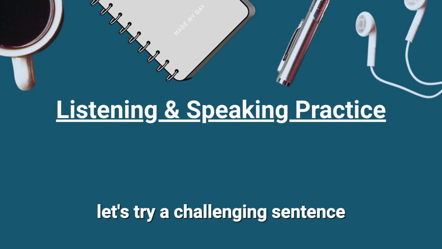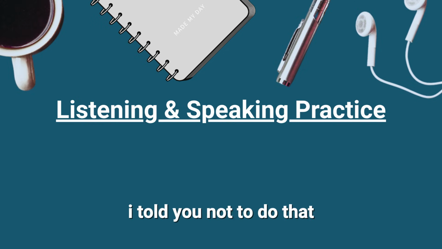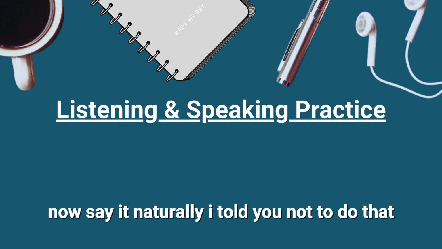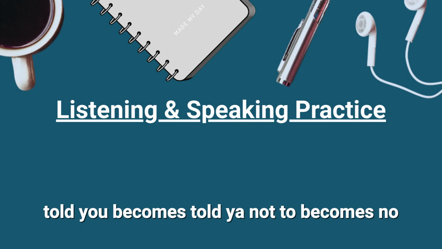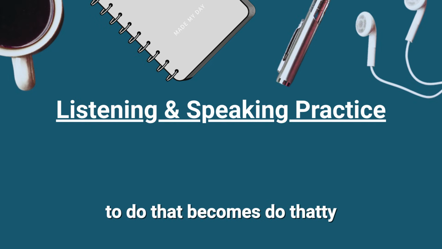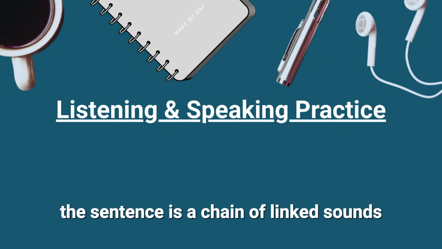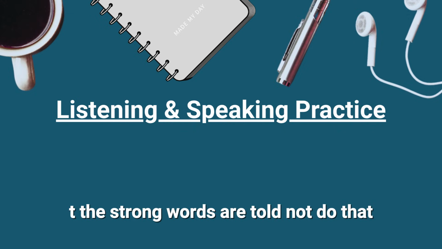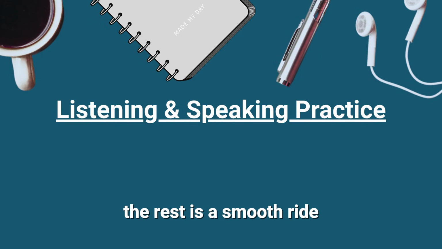Let's try a challenging sentence. "I told you not to do that." Say it clearly: "I told you not to do that." Now say it naturally: "I told ya not ta do that." "Told you" becomes "told ya." "Not to" becomes "not ta." "Do that" becomes "do that-y." The sentence is a chain of linked sounds. The strong words are "told," "not," "do," "that." The rest is a smooth ride.